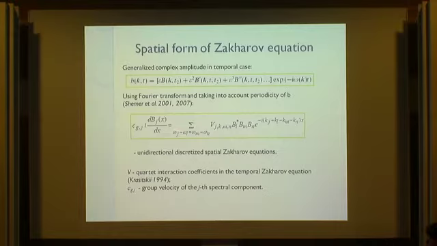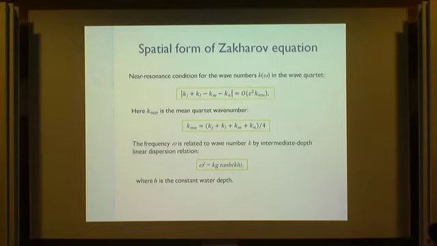Also we have here Cg, which is the group velocity of the harmonic for which we write the equation, and V is actually the same from the previous equation, which is T. It is the quartet interaction coefficients derived by Krasitskii in 1994. So this is again the near resonance condition for wave number in the spatial case. We need that k should be close enough, but not equal to zero. This formula shouldn't be equal to zero.